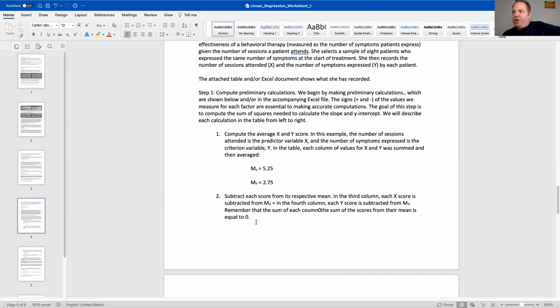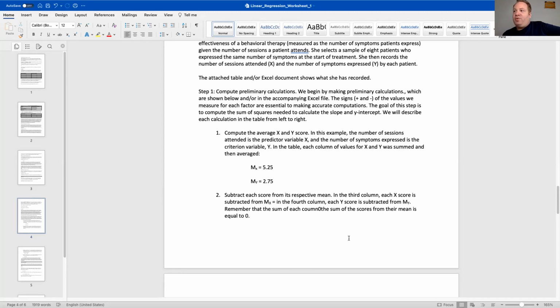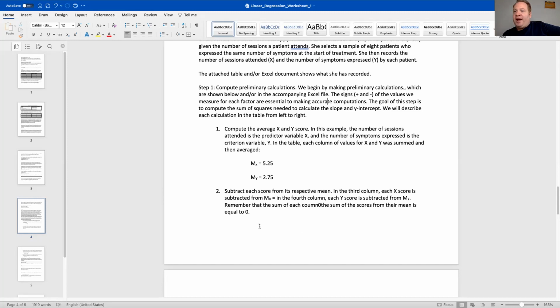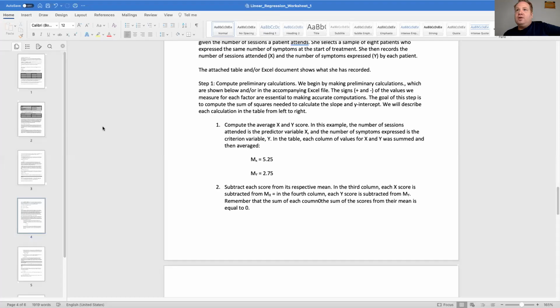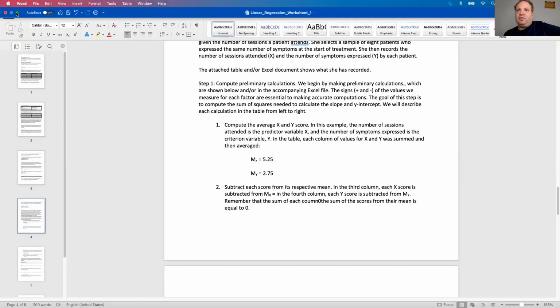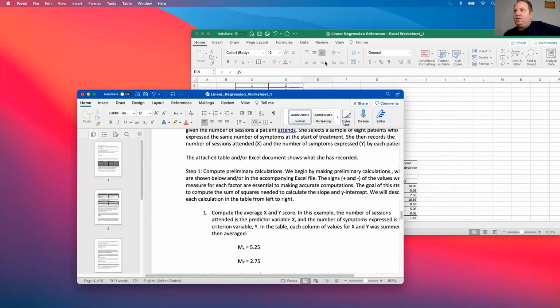In this example, the number of sessions attended is the predictor variable X, and the number of symptoms expressed is the criterion variable Y. In the table, each column of values for X and Y was summed and then averaged. So the mean of the X values is 5.25 and the mean of the Y values is 2.75. So let's just look at what that is here on Excel so that you can see it. And this is right here.